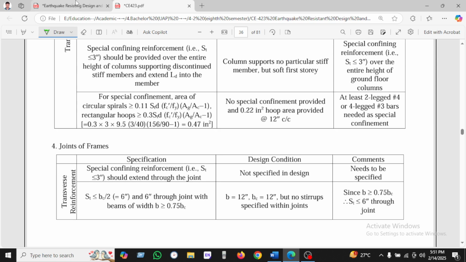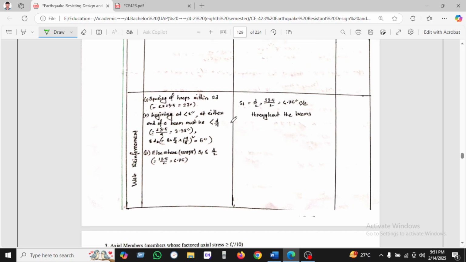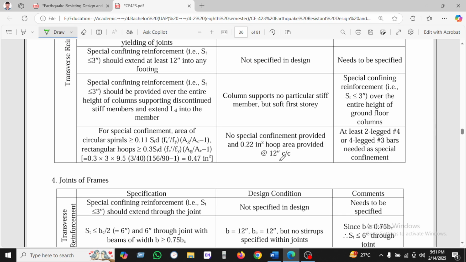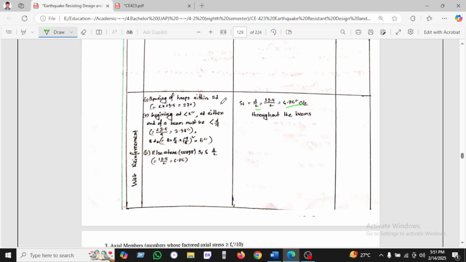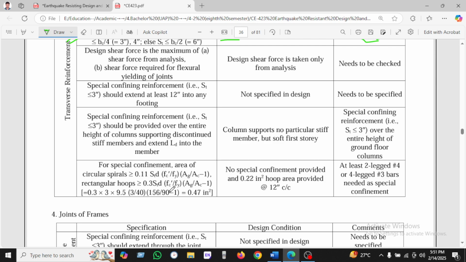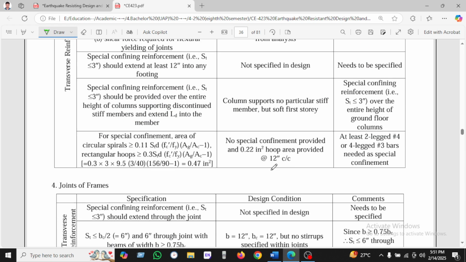We can see spacing here, D divided by 2, which is 6.75. We have 6.75, and the spacing within 2D, which is 2.75 to 27. So we have found 27, and at the beginning 2 inches square, either this below, which is 3.38 inches square and 5 inches square, and elsewhere we have used 6.75, and this is not okay.